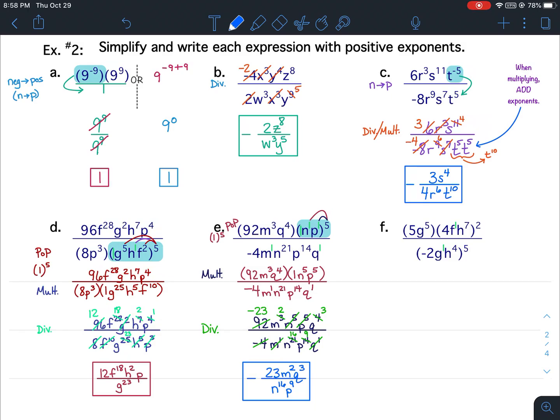Negative and zero exponents, lesson 4.4 notes. Example number 2, continued.